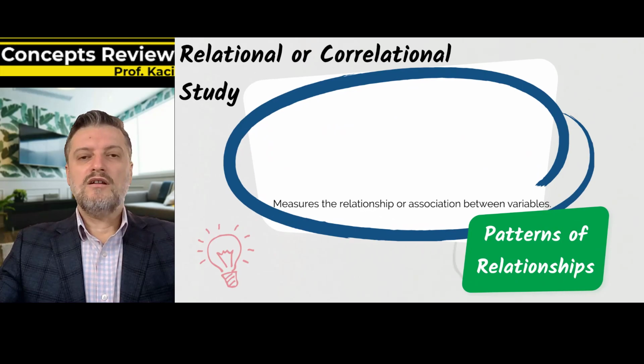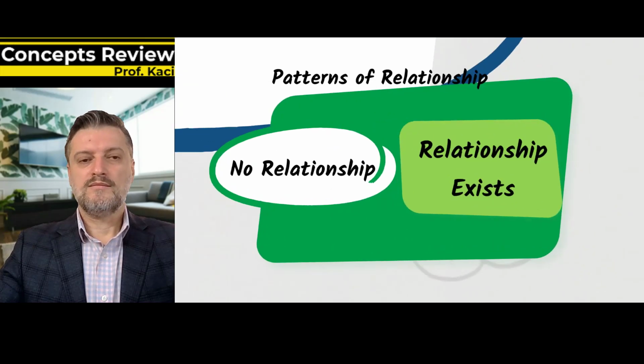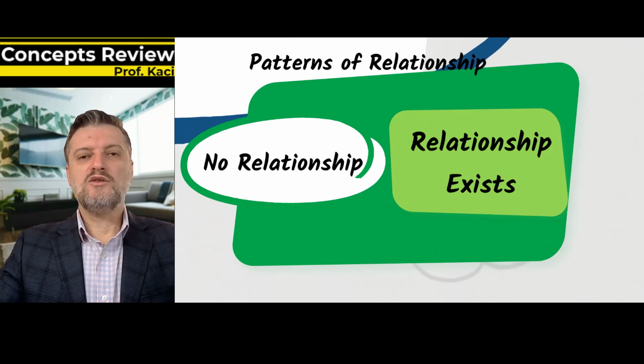The relational or correlational study basically asks, what is the relationship between two or more variables? How are they associated? What's the strength of the association there? We would, for example, look at the relationship of police officer rates with the respective population, or with the maximum salary of police officers, etc. Generally, we find two scenarios: one where there is no relationship, and the other where there is an observed relationship in the data.